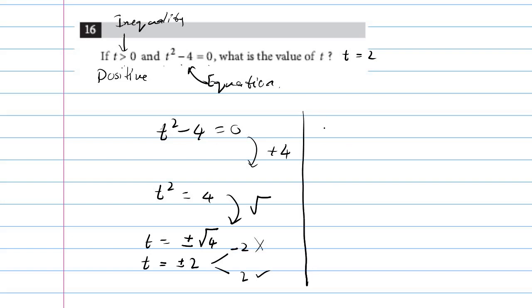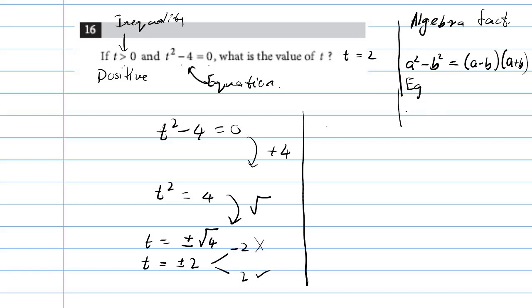So we have t squared minus 4. Let me write this important algebra fact. This will be useful later in other questions in SAT as well. So when you have a squared minus b squared, you can always factor this as a minus b times a plus b. Let me write an example on this.